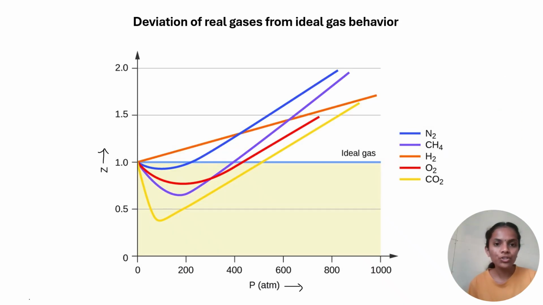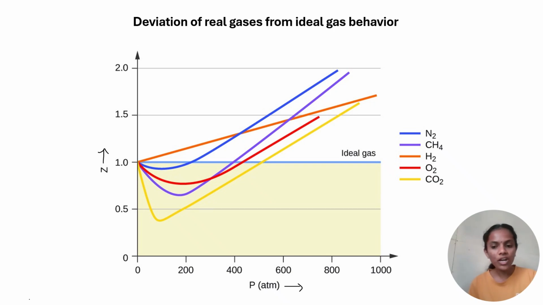Now we are going to discuss the graph which illustrates the deviation of real gases from ideal gas behavior. At low to moderate pressure, the curves for most gases, here we can observe N2, CH4, O2, CO2, dip below, which means those curves are under the ideal gas behavior. This is because the attractive forces between gas molecules are dominant. Hydrogen and nitrogen show the least deviation.